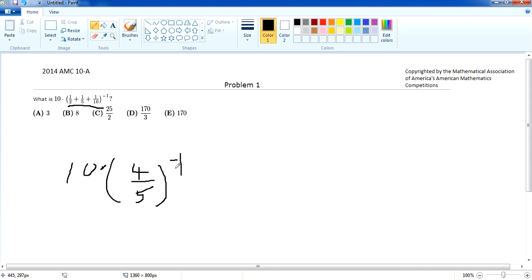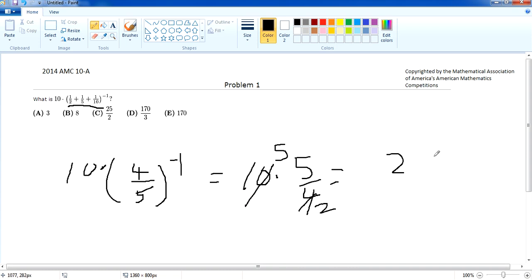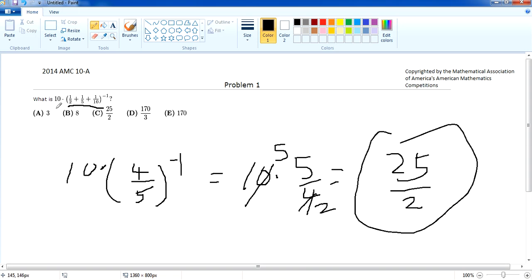When we're raising a fraction to the negative fourth power, all we have to do is switch the fraction, switch denominator and numerator. So that's the same thing as 10 times 5 over 4 to the fourth power, which is divided by 2. That cancels out, that cancels out. So we have 25 times 5, which is 25 divided by 2. That's the final answer. So it's C.